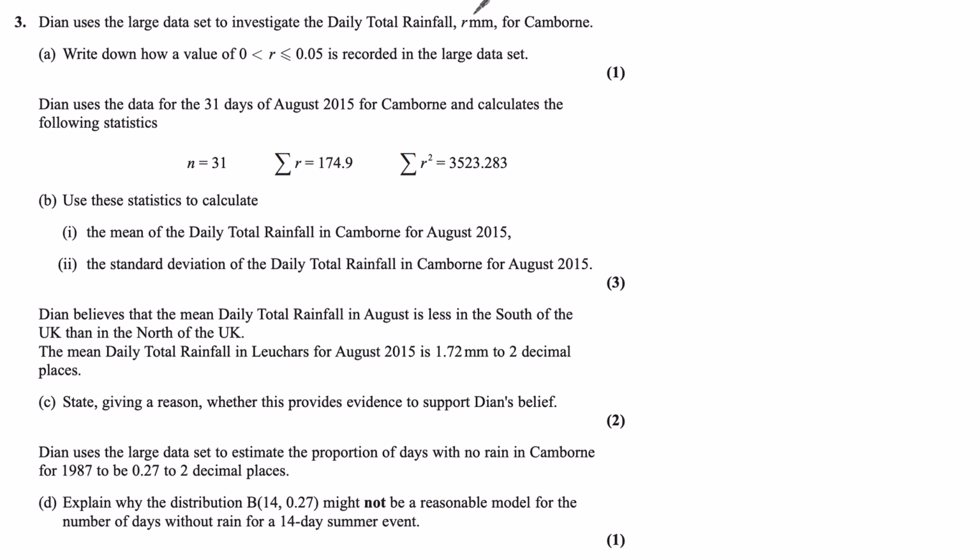Question 3. Dean uses a large dataset to investigate the daily total rainfall R millimeters for Camborne. Write down how a value of R being greater than 0 and less than or equal to 0.05 is recorded in the large dataset. Now this does require a knowledge of the large dataset, and if you have had a look at it, you should know that TR is often written, and that's to indicate trace amounts. So this is a very small value.